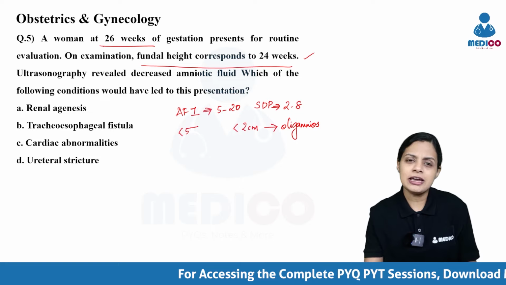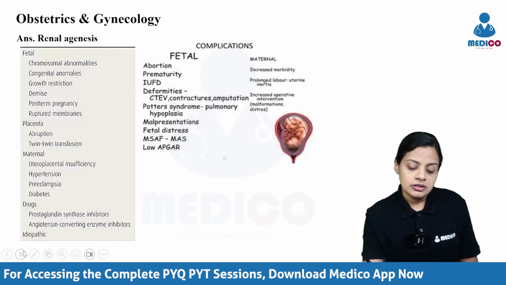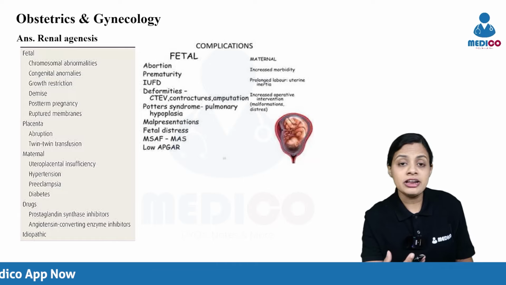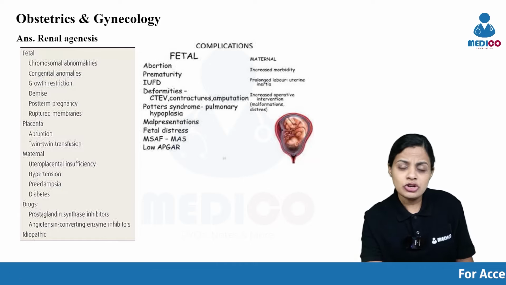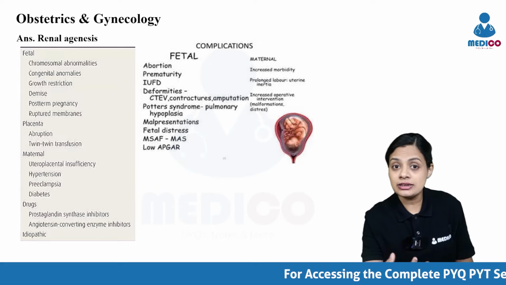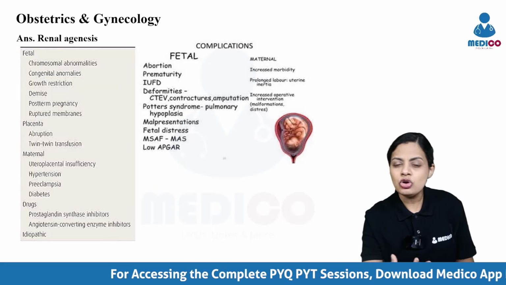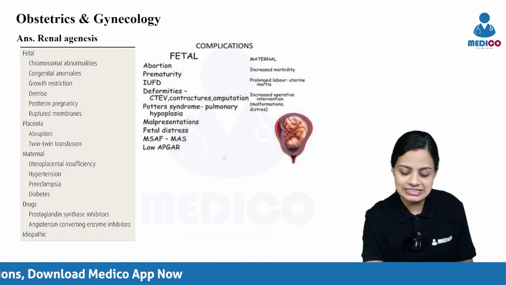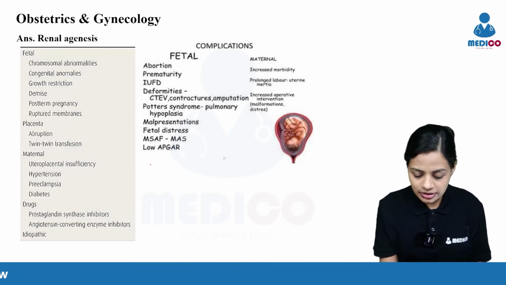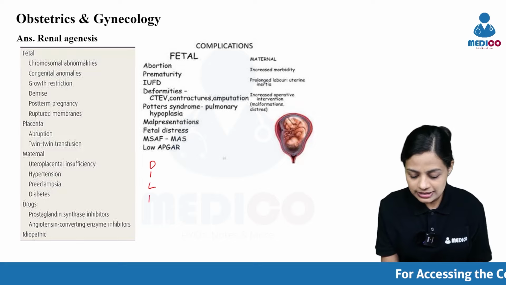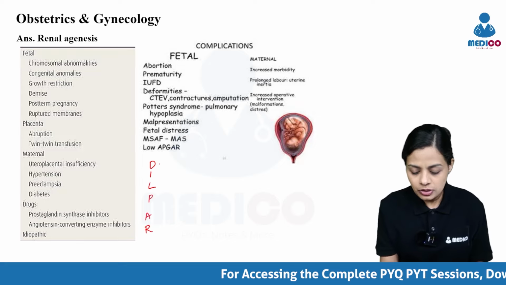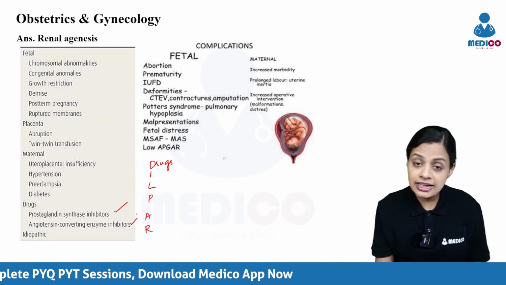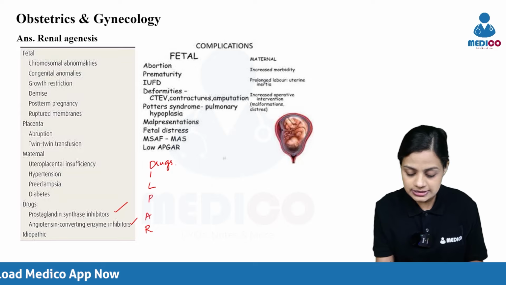What causes decreased amniotic fluid? There are quite a lot of causes. I'm sure you know all these causes. You might have mnemonics for all of these. When you make mnemonics, make sure these are things that you can remember easily and keep in your mind. Don't make long sentences. Try to keep it funny or dirty. You'll be able to remember it easier. I'll tell you what I have used, a mnemonic called DILPAR, where D stands for drugs, which are the prostaglandin synthase inhibitors and angiotensin converting enzyme inhibitors.